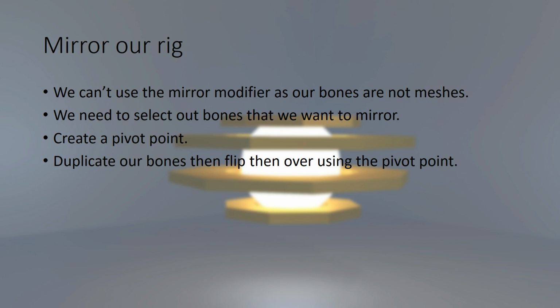What we need to do is we're going to select the bones that we want to mirror. So basically, we're going to select all of our IK bones, our arm bones, and our leg bones. We're not going to select the head, neck, or spine bones. We're then going to create a pivot point using the 3D cursor, and we're going to duplicate our bones, then flip them over to the other side of our mesh using the pivot point. So let's see if we can do this.